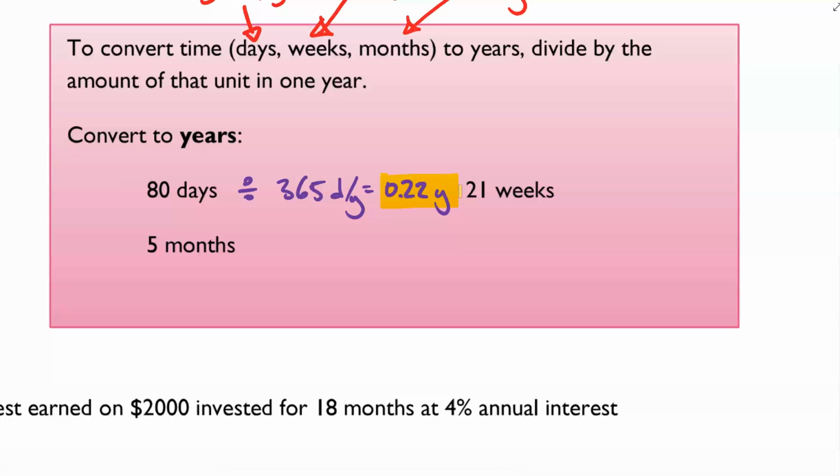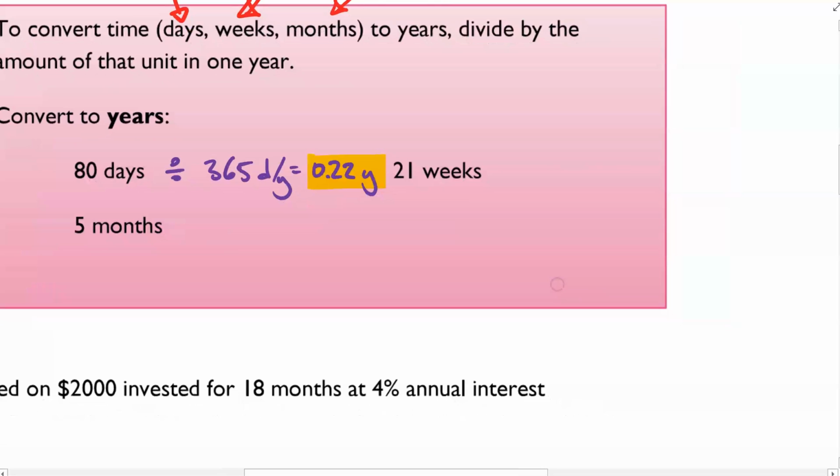What about 21 weeks over here? Well, we have to divide weeks because it's not in years. We've got to divide it by 52 weeks per year. And if you divide 21 by 52, we'll get 0.403846, which I'm going to call 0.4 years. 0.4 of a year is what 21 weeks is.